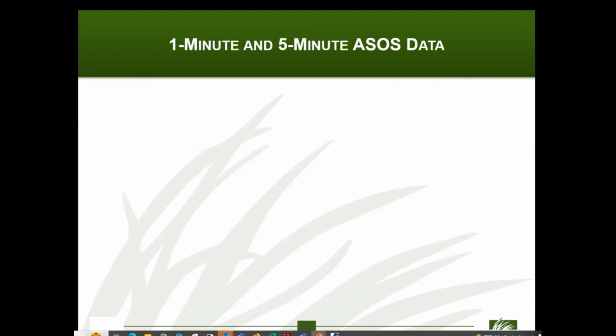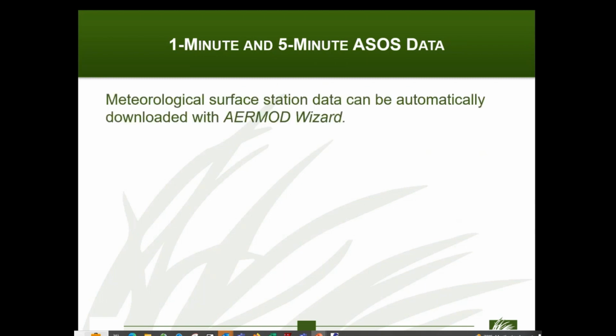Okay, so we'll circle back just real quickly for the 1 minute and 5 minute ASOS data. As you know, if you're having to process meteorological data, EPA guidance is that you should use the ASOS data to try to get rid of any calms that could have been reported initially. So like everything else with AERMOD Wizard, the MET data, surface data can be automatically downloaded using AERMOD Wizard.